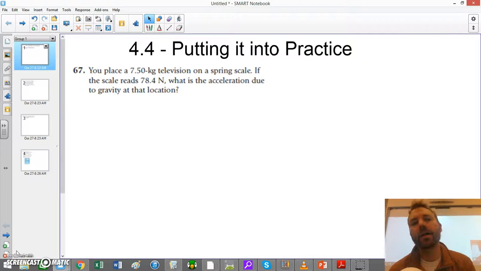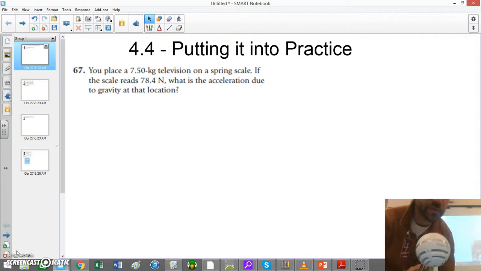Hey, physics friends. Welcome to 4.4, which I've entitled Putting It Into Practice. I picked 4 problems from various parts of Chapter 4, and I'm going to be doing some example problems, actually solving some problems using numbers, putting all these concepts and overarching themes into practice. So let's get started. I'm going to start with number 67.